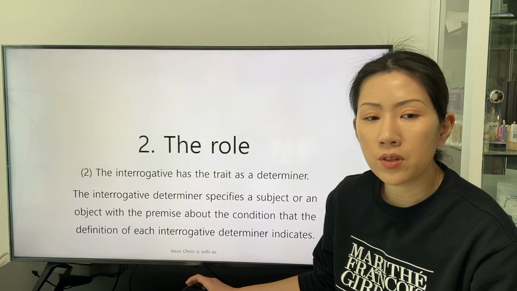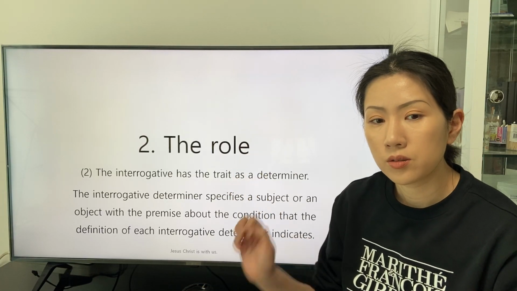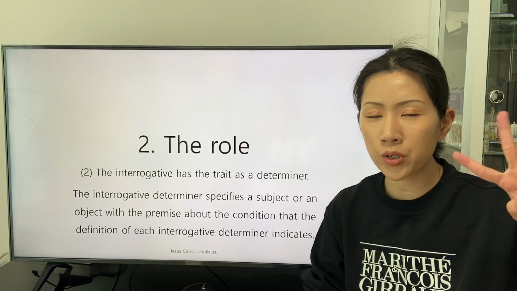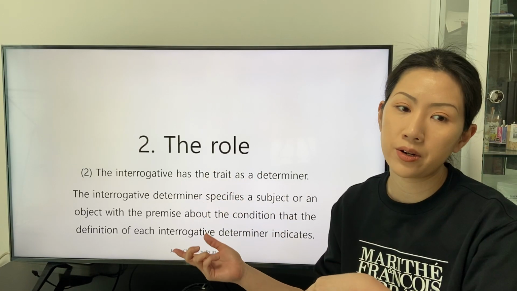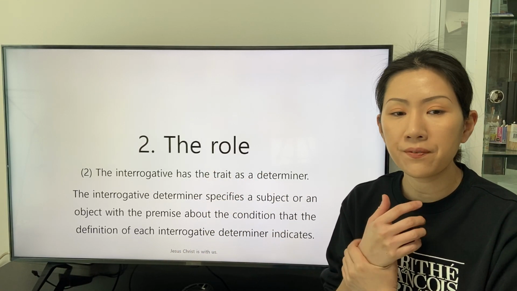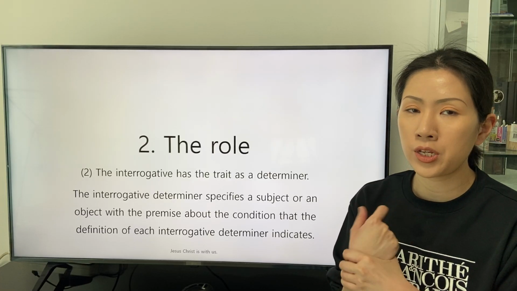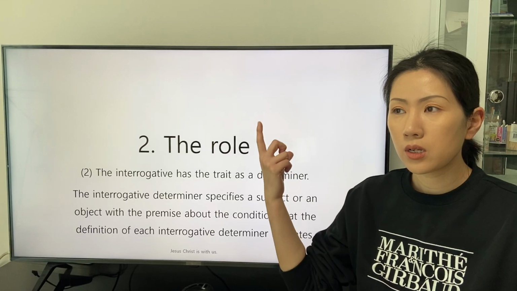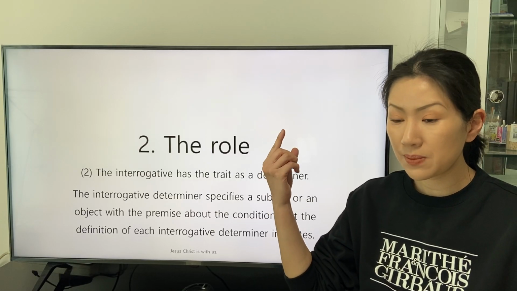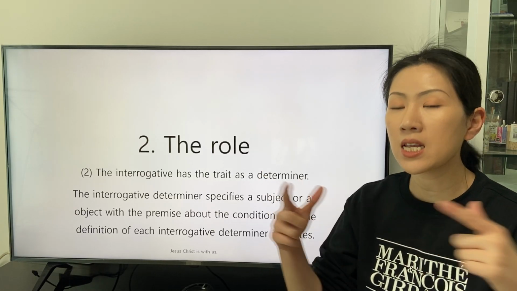The second sort of the interrogative is the interrogative determiner. The interrogative has the trait as a determiner. The determiner specifies the range of the indication.